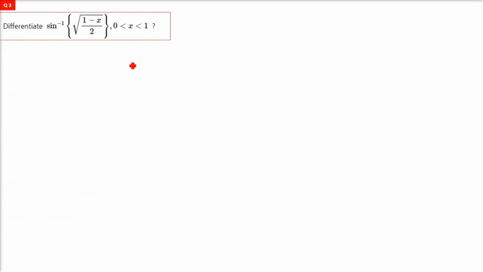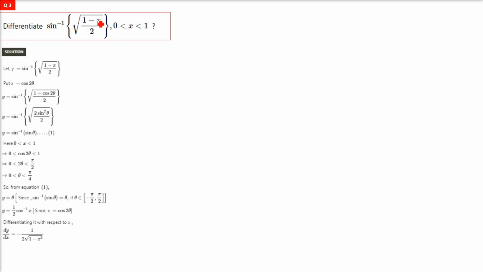Now differentiate sine inverse of under root 1 minus x by 2. x has to be between 0 and 1. This needs to be checked. If it is not between 0 and 1, you will not get the proper result, or you need to change the result. In 1 plus x, what did we put? Remember? x equals cos 2 theta. When we have 1 minus x, again we have to put x as cos 2 theta only.